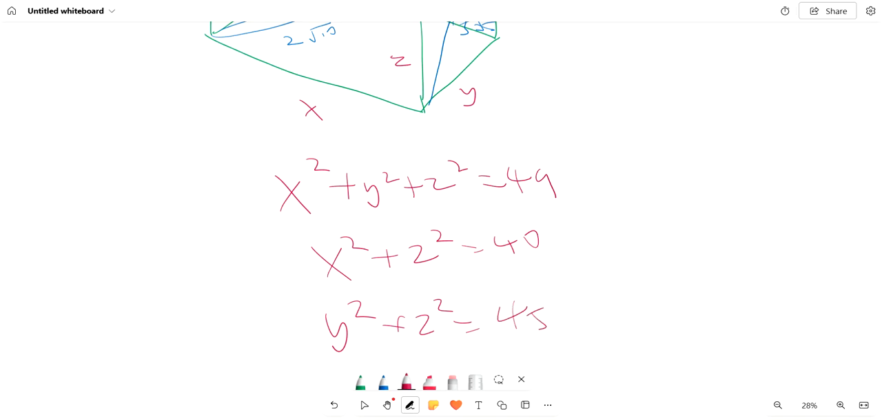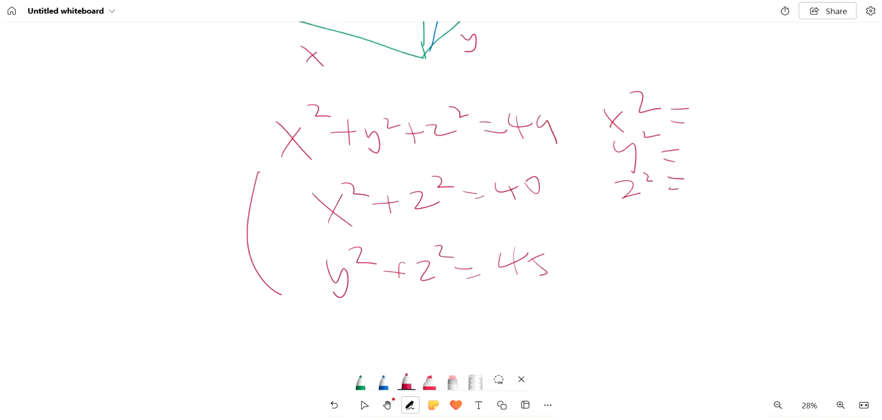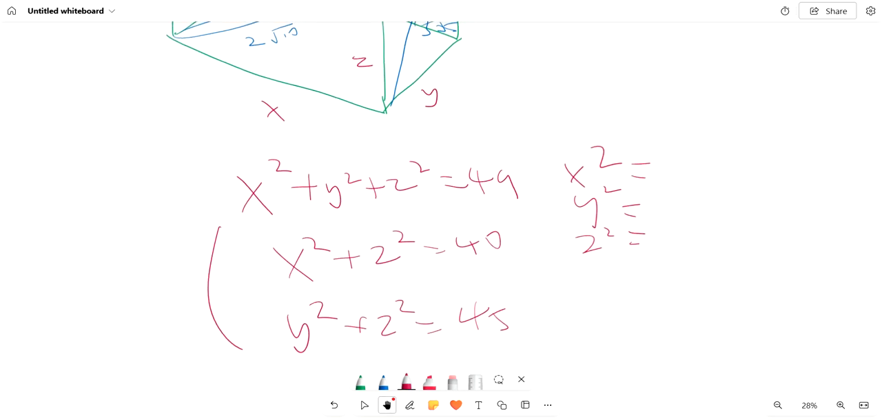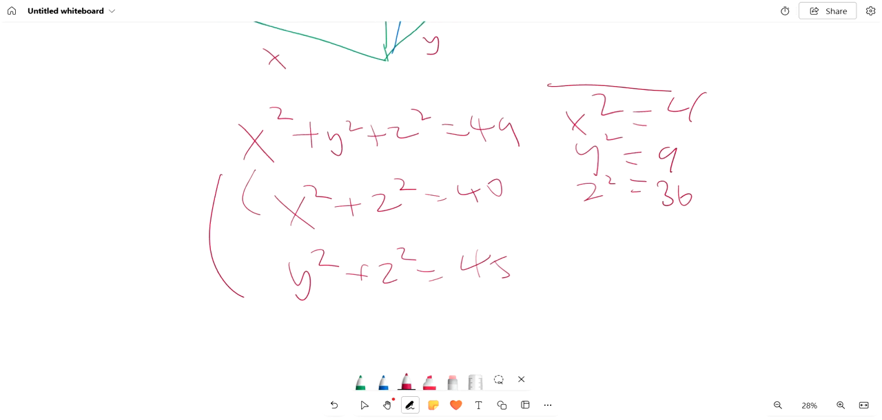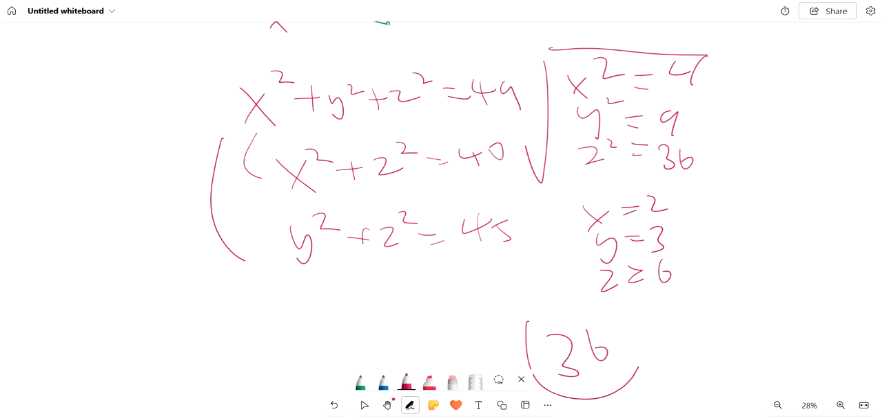And so if we just solve these for x squared, y squared, and z squared, subtracting this with this gives us x squared equals 4. Subtracting this one with this one gives us y squared equals 9. And plugging these two back in and solving for z squared, we get z squared equals 36. And so square rooting all of these, we get x equals 2, y equals 3, and z equals 6. So that means the volume will be just 36. So that's the answer.